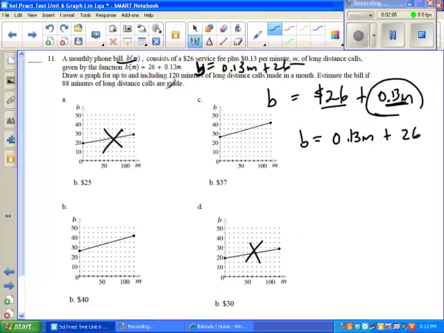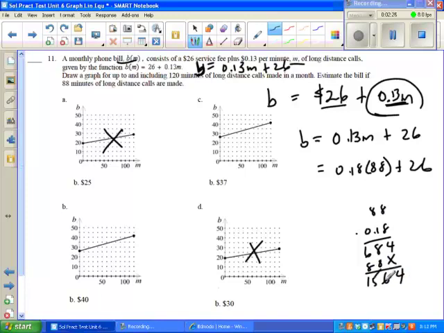Well, that's kind of hard to look. So I'm going to do 88 minutes. So I'm simply going to substitute 88 for the M and figure out how much my bill is. So 88 times 0.18, so that's 64, 64, 68, 8, 8, 4, 16, 15, 2 decimal places. So it's $15.64 for the minutes, and then I have to add $26 for the fee, so I get about $41.64. So that looks like it's about $41.